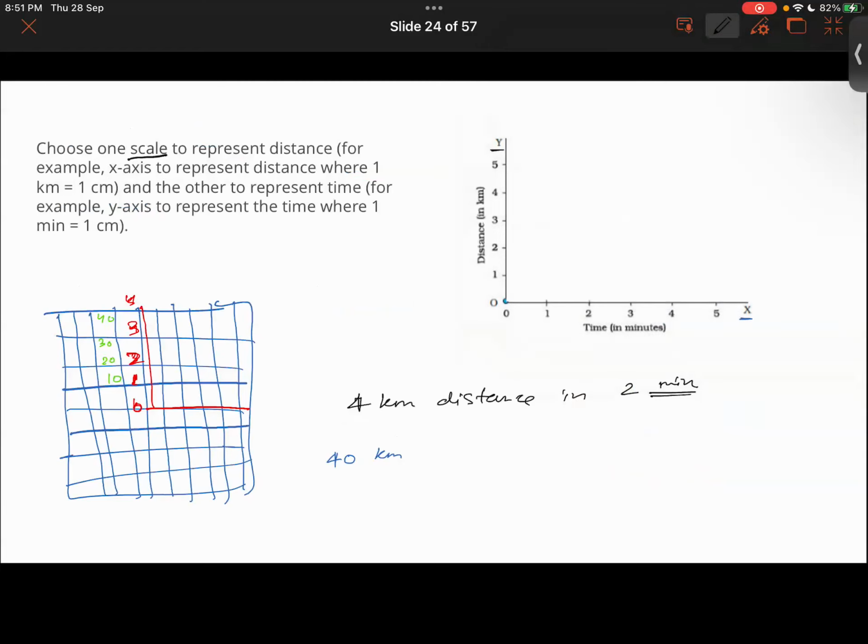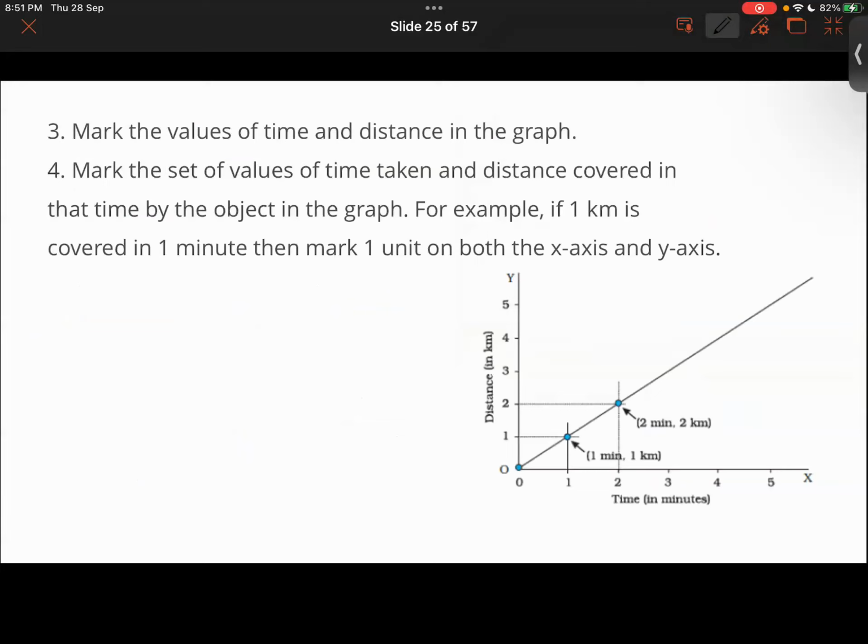So the two things have been done here. Now the third thing: mark the values of time and distance in the graph, right? So we have done the marking as 1, 2, 3, 4 minutes here, and 1, 2, 3, 4, 5, and so on kilometers here. Getting it?